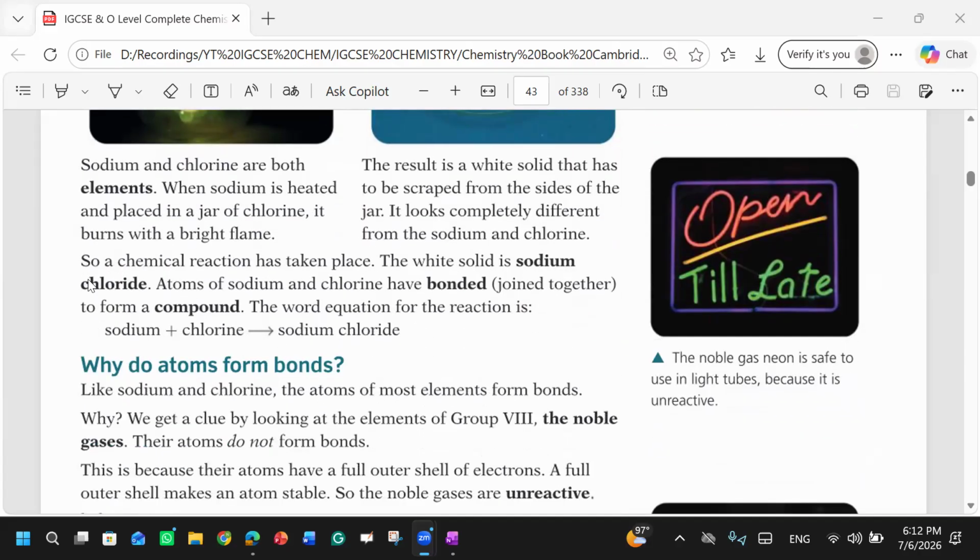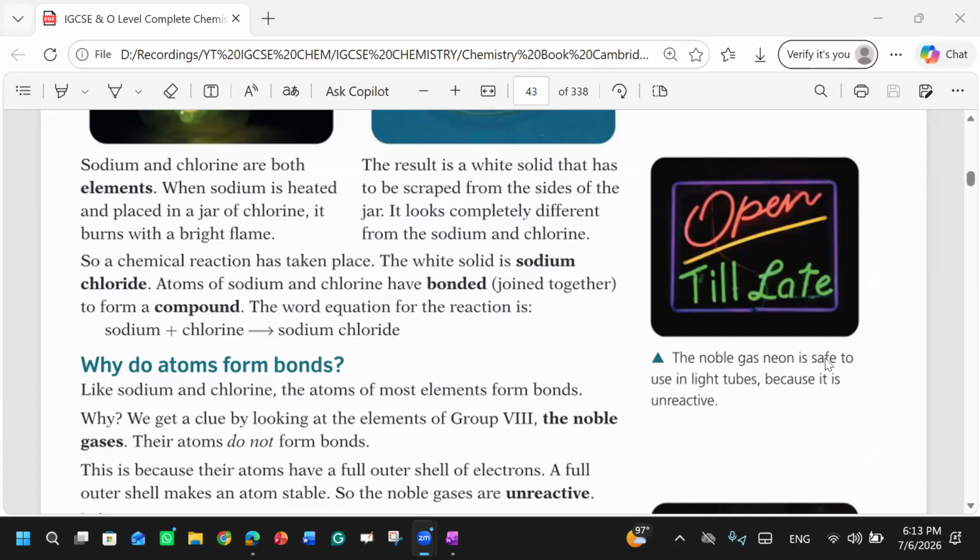Read from here. A chemical reaction has taken place. The white solid is sodium chloride. Atoms of sodium and chlorine have bonded to form a compound. The word equation for the reaction is sodium plus chlorine equals sodium chloride. Are you clear with this? The white solid is sodium chloride. Atoms of sodium and chlorine have bonded together. This is known as sodium chloride.